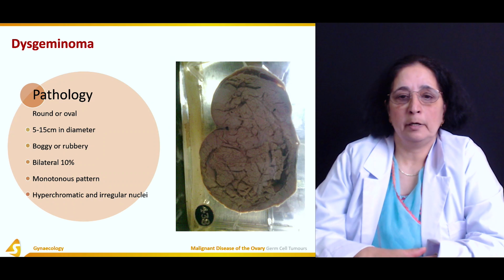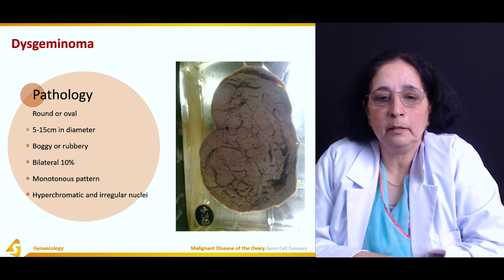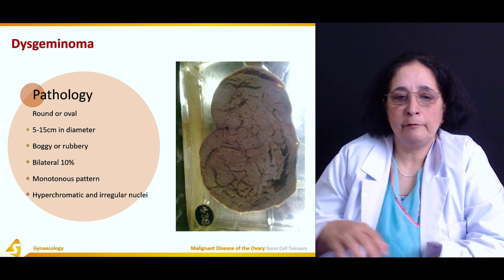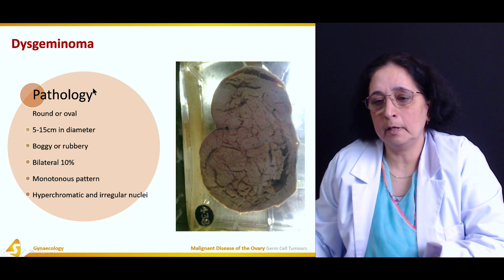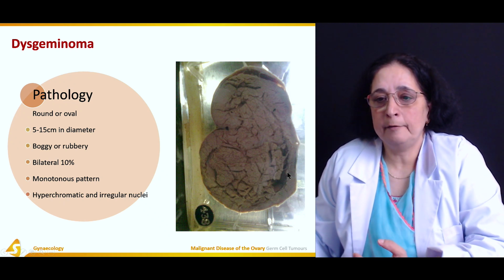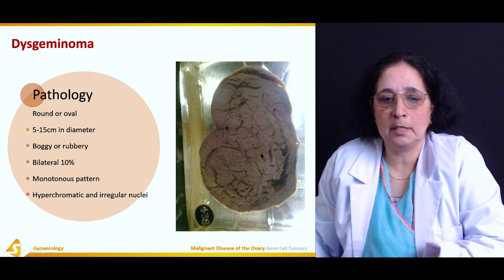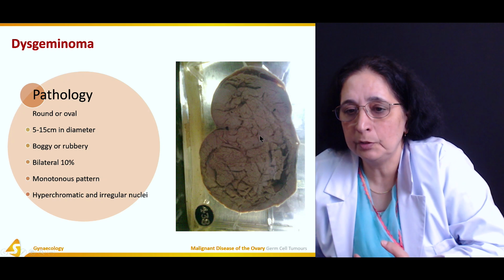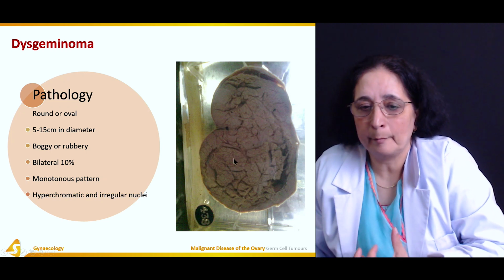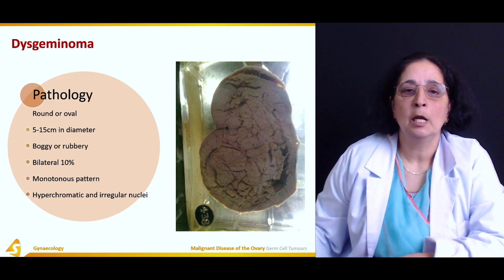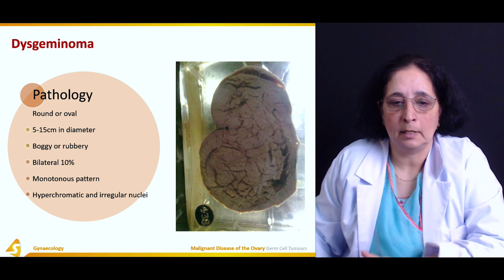So in dysgerminoma, the pathology is that it's round or oval, and it's 5 to 15 centimeters in diameter. If you see, it's really big, 5 to 15 centimeters in diameter. It's boggy or rubbery. The feature you can see is that it's rubbery. In 10% of the cases, it is present on both sides, bilaterally.